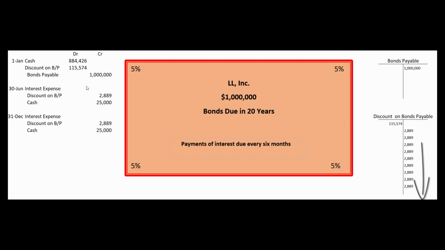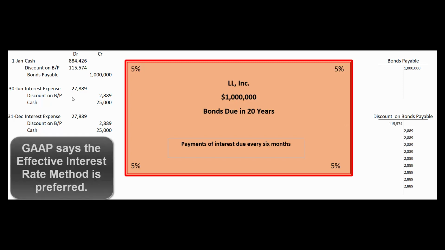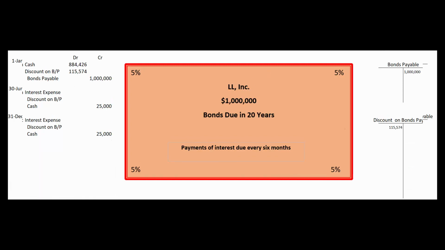So how do we make this journal entry balance? We've got our cash payment. That doesn't change. Our contract payment is to pay 5% on $1 million every 6 months, but our interest expense on our books is going to be a little bit higher. Our interest expense on our books is going to be 28,889, and that's a nice straightforward way to do it. But GAAP says if there's a material difference between the straight line method and the effective interest rate method, we have to use the effective interest rate method.